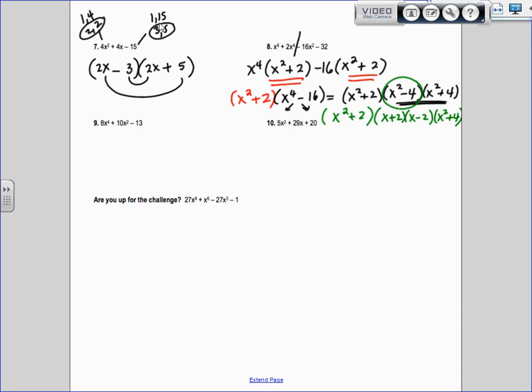All right, how about this one? So 8x to the 4th plus 10x squared minus 13. So let's think about 8. So I could have 1 and 8, or I could have 2 and 4. And 13 is only 1 and 13. Only one option. So let's say I start with the 2 and the 4. So I usually like to pick the ones that are closest together first.